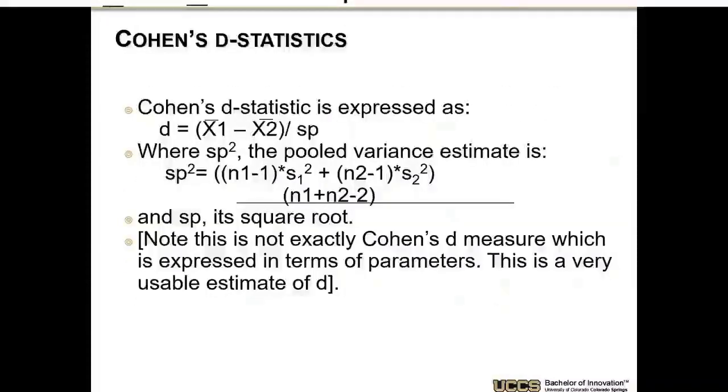But very simply, the d statistic is the difference between the means divided by the pooled variance. So if I normalize the difference between my two means and divide by the overall variance, that gives me the d statistic.